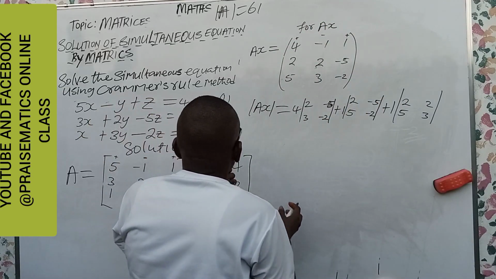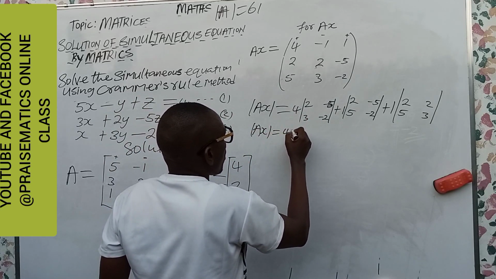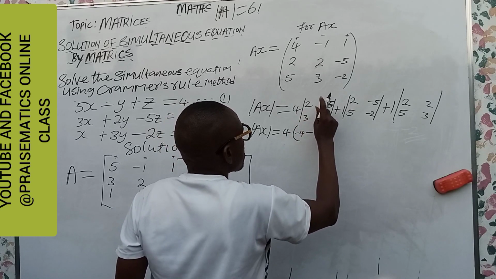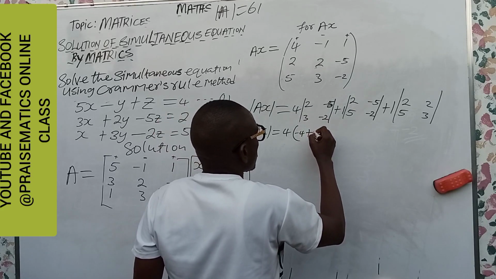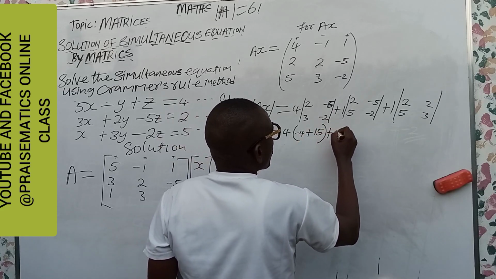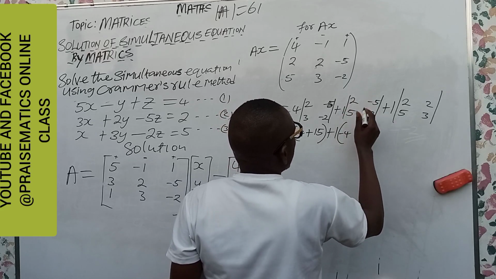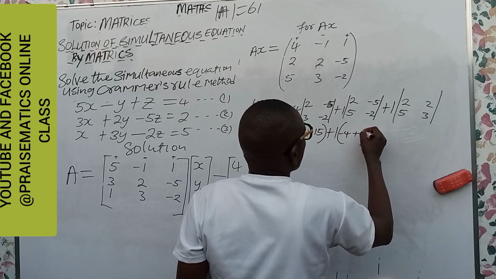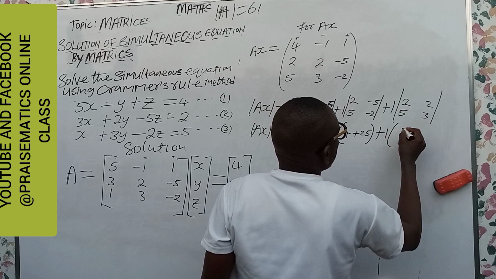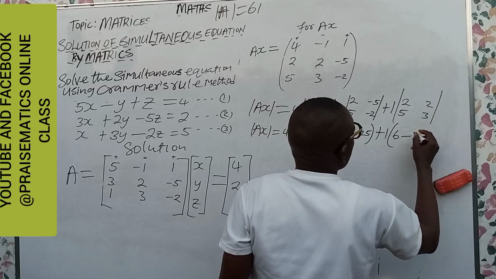What do we do here? We find the Ax determinant, which is equal to 4 into 2 times this will give us minus 4. Minus 3 times minus 5 will give us minus 15, which is 15. Close it. Minus minus will turn to plus. Plus 1 into 2 times this minus 4, 5 times this will give us minus 25. Close it. Plus 1 into 2 times this, which is 6. Minus 3 times 2, 5 times 2, 10.